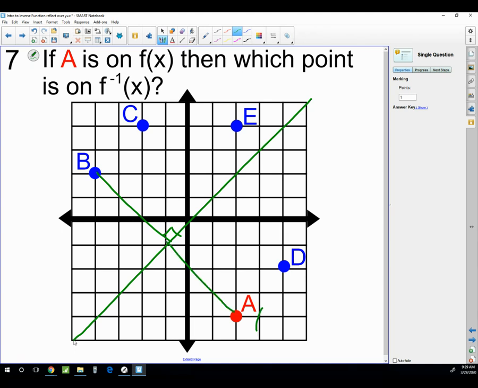The best way to do this problem is take the coordinates of A, which are (2, -4), switch them to (-4, 2), and that maps to B. Left 4, up 2, not my best 2 ever.